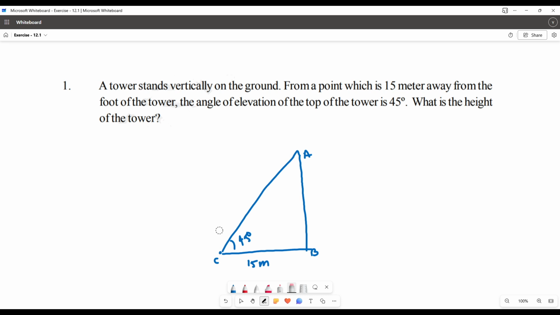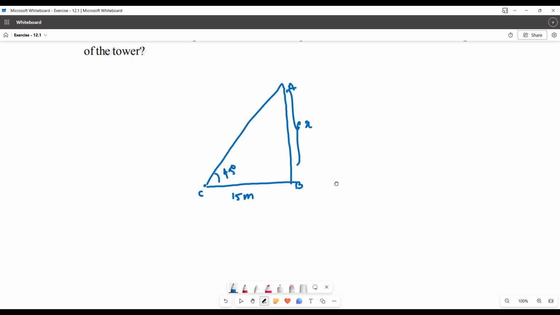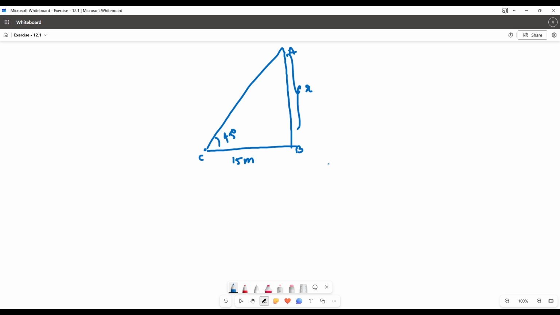And next we need to find the height of the tower. So basically we need to find the length of AB. Let it be x. So here the sides we have with respect to 45 degrees are the opposite side and the adjacent side. So the trigonometric ratio which has the opposite and adjacent side is tan.